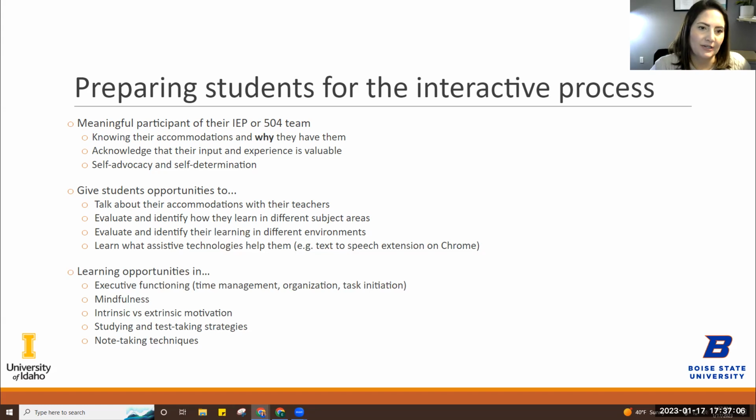Giving students opportunities to, I kind of just said that. So yeah, talking about their accommodations with all of you. Evaluate and identify how they learn different subjects. That's really important too.